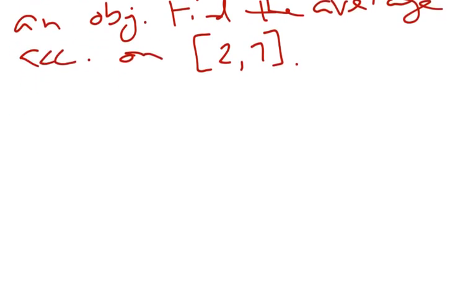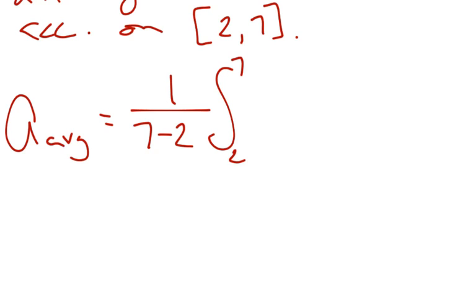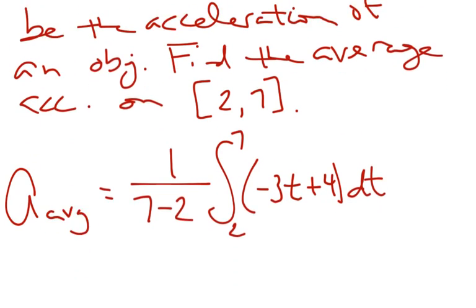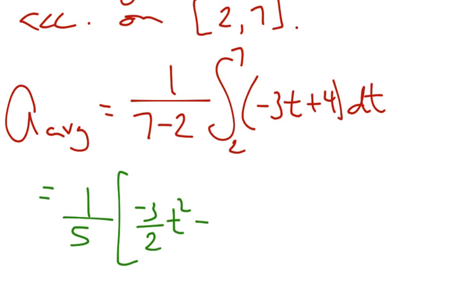So, hopefully you pause the video. And the average acceleration, which I'm just going to write as A with a little AVG after it like this, is going to be 1 over b minus a, 1 over 7 minus 2, times the integral from 2 to 7 of the acceleration, which we said was negative 3t plus 4 dt. Let me double check that. Yeah. And so we can work this out by the evaluation theorem, 1/5. The antiderivative here would be negative 3 halves t squared plus 4t, evaluated from 2 to 7.